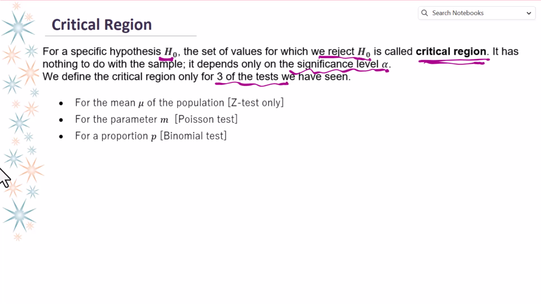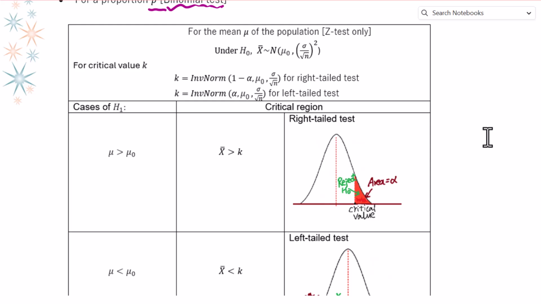For the mean mu of the population in z-test only, which means sigma is known. For the parameter m in Poisson test. For a proportion p in binomial test. Let's start with the mean mu of population z-test.